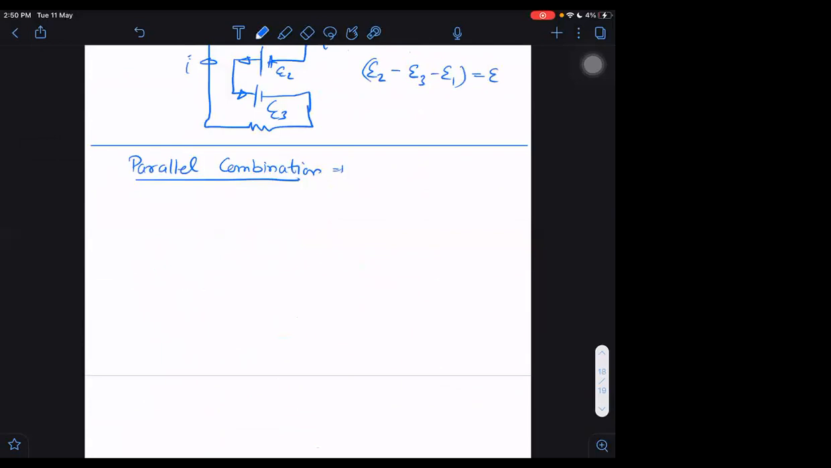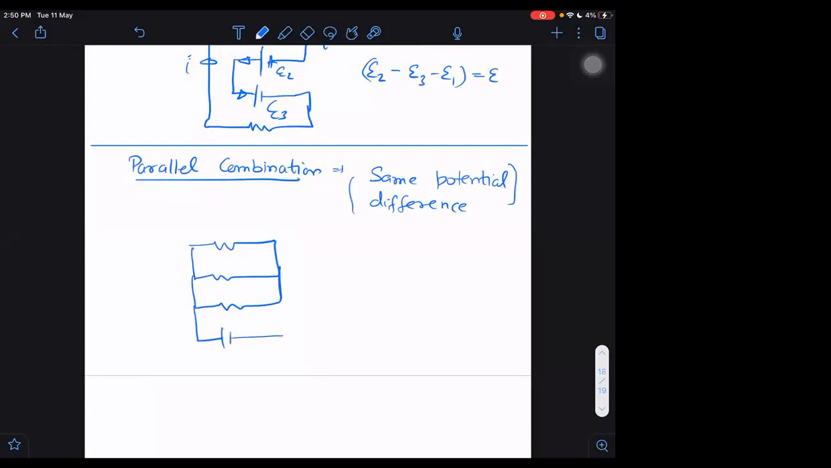Parallel combination, as you said, potential difference will be the same, and they should be connected end to end. This one and this one and this one, they are in parallel. Although this is not the only way we draw parallels, I can give you other examples where they don't look like parallel, although they are parallel. This is one wonderful example here.